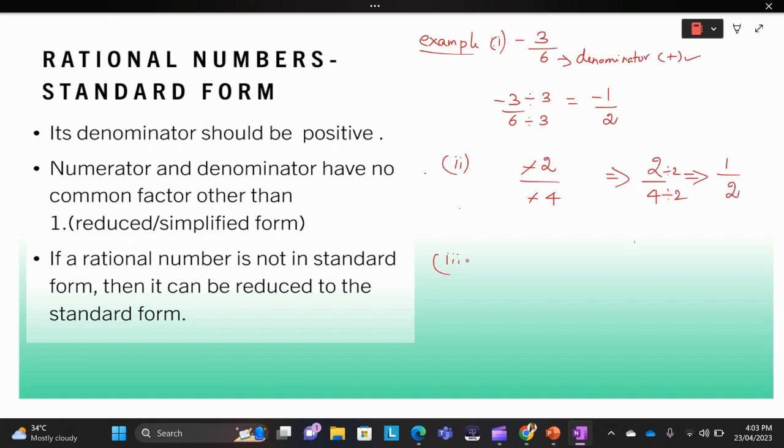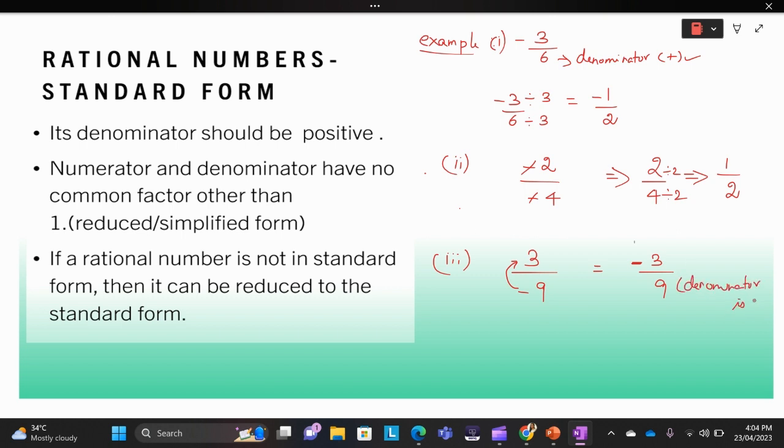Now consider the third example, where the denominator is negative, 3 by minus 9. So what is my first point? The denominator should have a positive value, right? So I am shifting this negative to the numerator. Okay, so it becomes minus 3 by 9. So the basic concept is I know the numerator is positive and the denominator is negative. So in division, positive by negative is negative, right? So what I'm doing, I'm just shifting the negative sign to the numerator. So it becomes minus 3 by 9. So now I made the denominator positive.